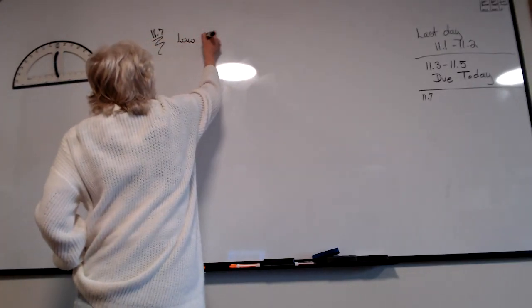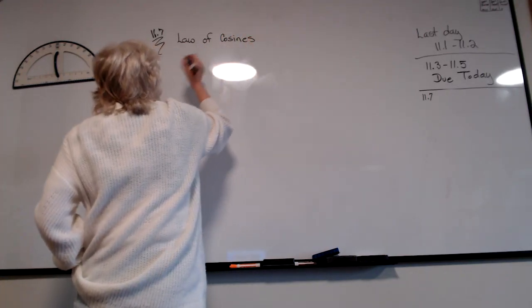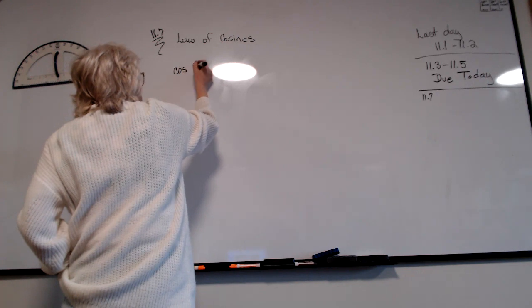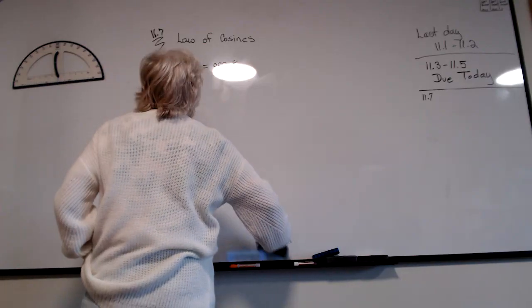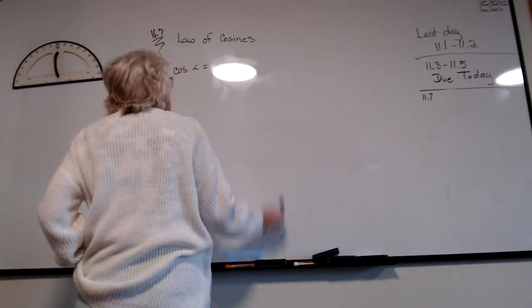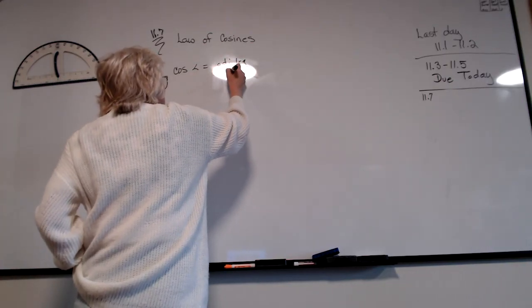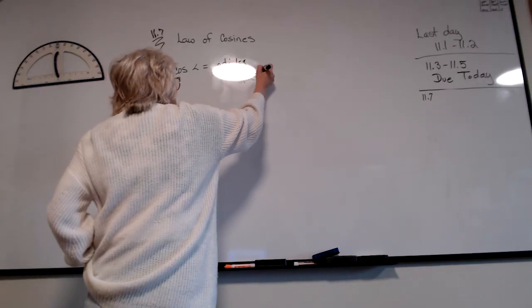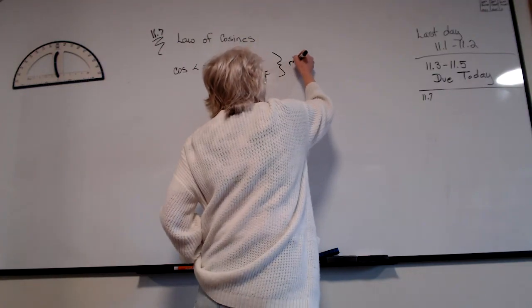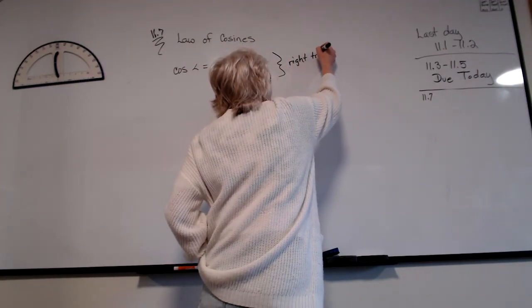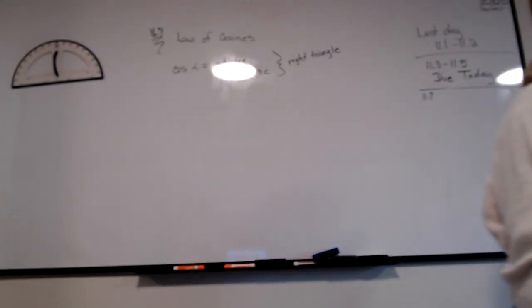So up to this point, we have talked about the cosine of an angle being equal to the adjacent side over the hypotenuse. This is limited because it has to be a right triangle. So the only times we can use these ratios is in right triangles.